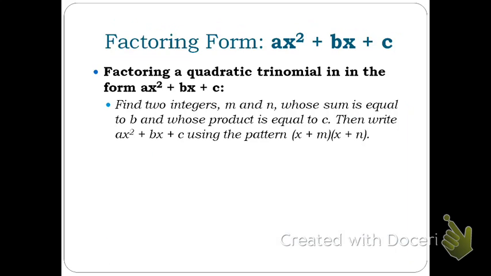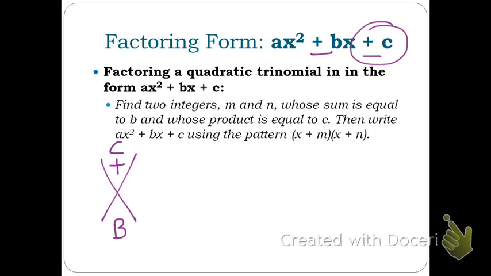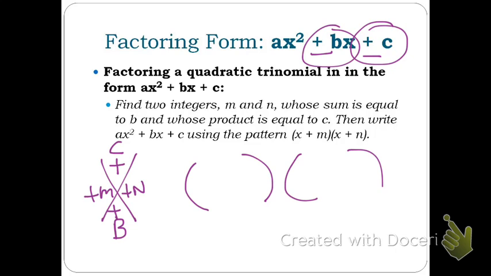So here we have, whenever you have this form right here, where all terms are being added together, your c value goes on top, your b value always goes on bottom. So we notice that our c value is positive and our b value is also positive. We're always expecting our m and n value to be positive. So the factored form will always look like this: x plus your m value and x plus your n value. Let's factor some problems, see what I mean.